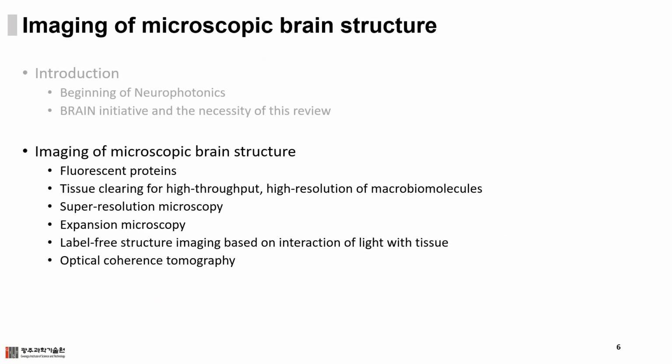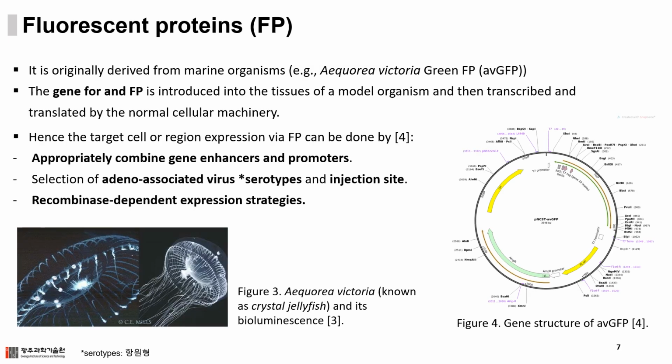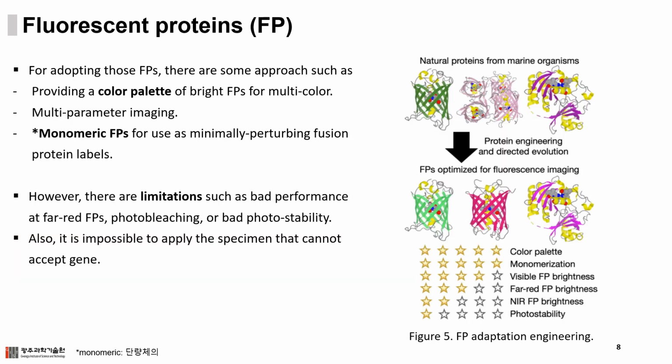Now let me introduce the imaging of microscopic brain structure. To begin with, fluorescent proteins that were originally derived from marine organisms are widely used in labeling, such as brain tissue. They utilize the genes that are related to fluorescence and inject them into the target domain. Hence, you need to consider the factors related to it. Not only that, it is necessary to consider other factors such as color or structural proteins to make the FP optimized. Hence, there can be some limitations related to it, and FP cannot be applied for the type of specimen that cannot accept the gene.